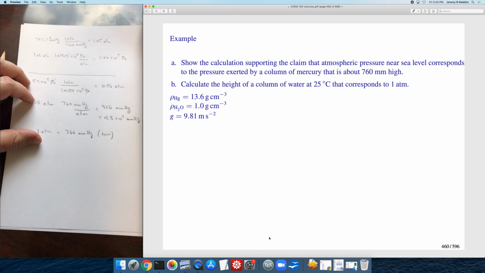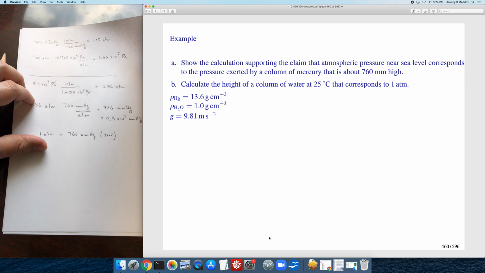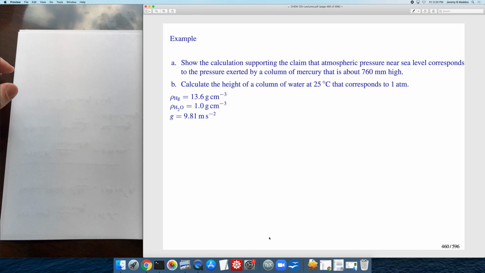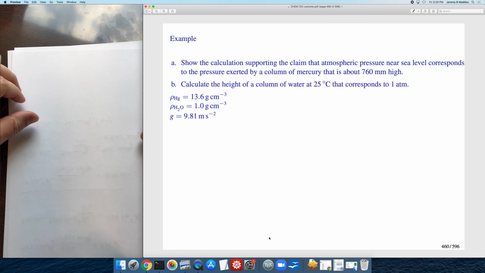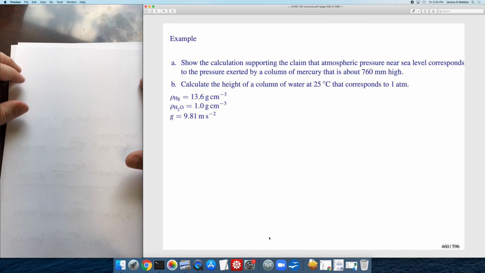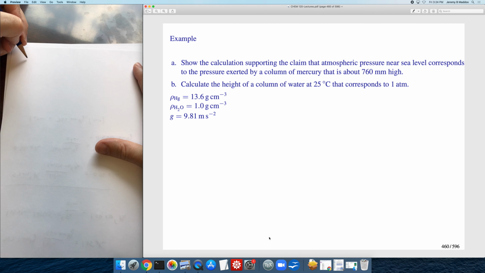In this problem, we are going to be thinking about hydrostatic pressure. This is the pressure of a column of liquid. And the basic equation is that pressure equals the density times the height times the gravitational constant. So we're being asked to use this formula, and they want us to show that a column of mercury that is 760 millimeters high exerts a pressure of 1 atmosphere.